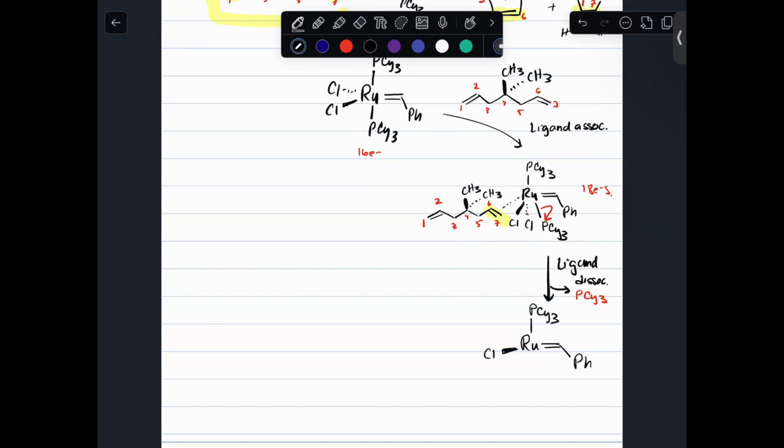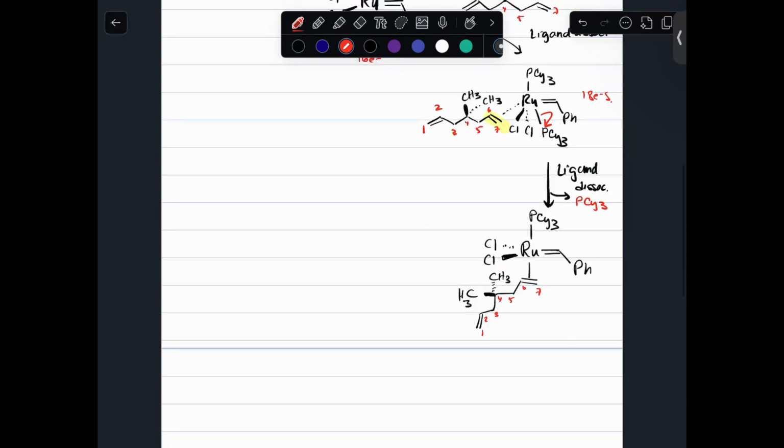What I'm going to do now is try to draw out my chain in a way that makes it easier for me to see, and I'll continue to number it. That's our product that results from ligand dissociation.